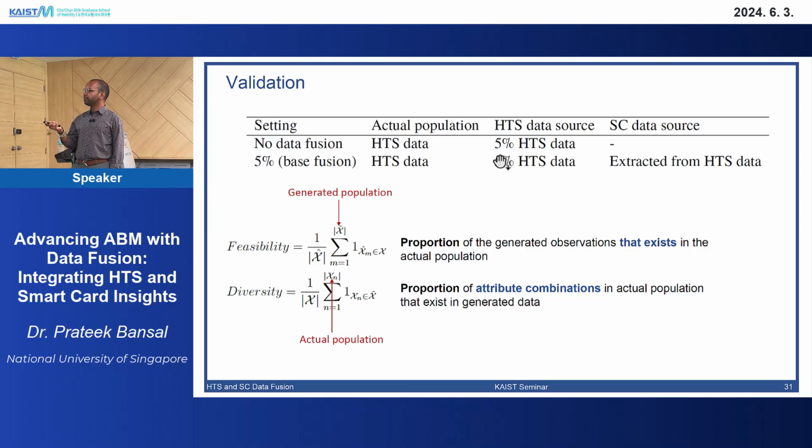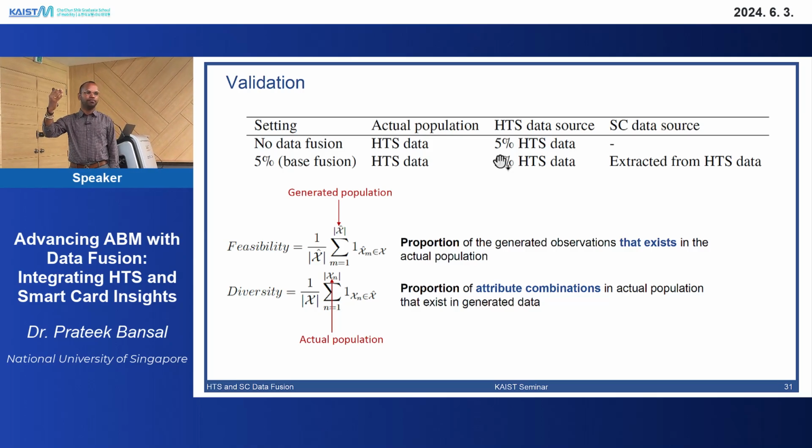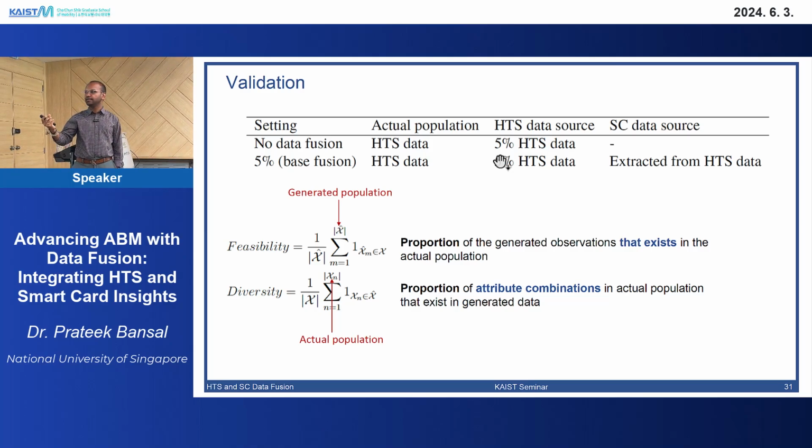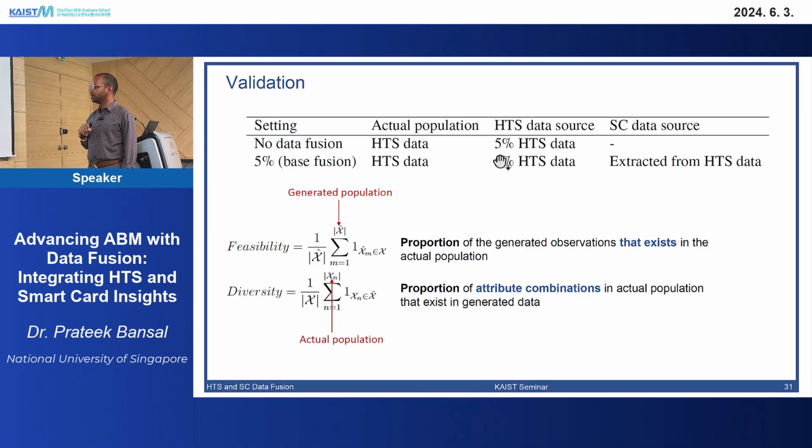So we define two main metrics that are very important. Feasibility: the proportion of the generated observations that exist in the actual population. Because we know the actual population, we want to make sure that any combination of X, Y, S and T belongs to the true population or not. So that's basically the feasibility.